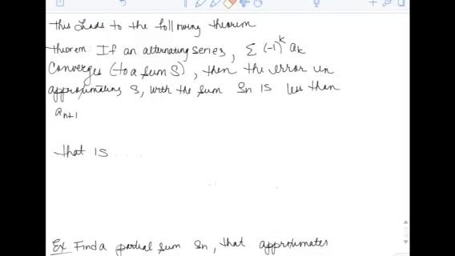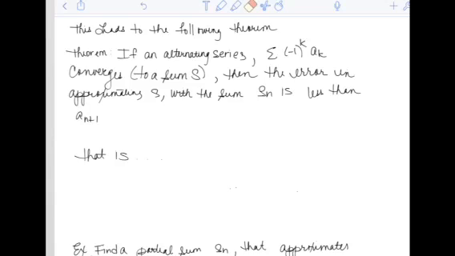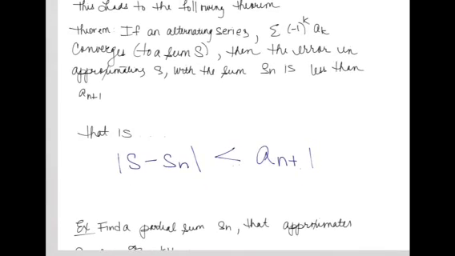This leads us to the following theorem. If an alternating series, negative 1 to the k times a sub k, converges to a sum s, then the error in approximating the sum s with the nth partial sum s sub n is less than a sub n plus 1. That is, s minus s sub n, the difference between them, absolute valued, is less than a sub n plus 1. Next page is an example.